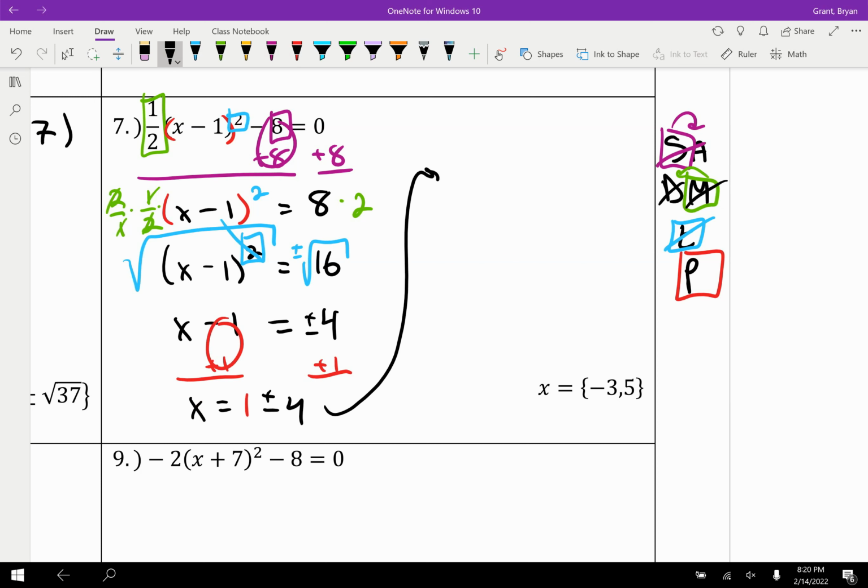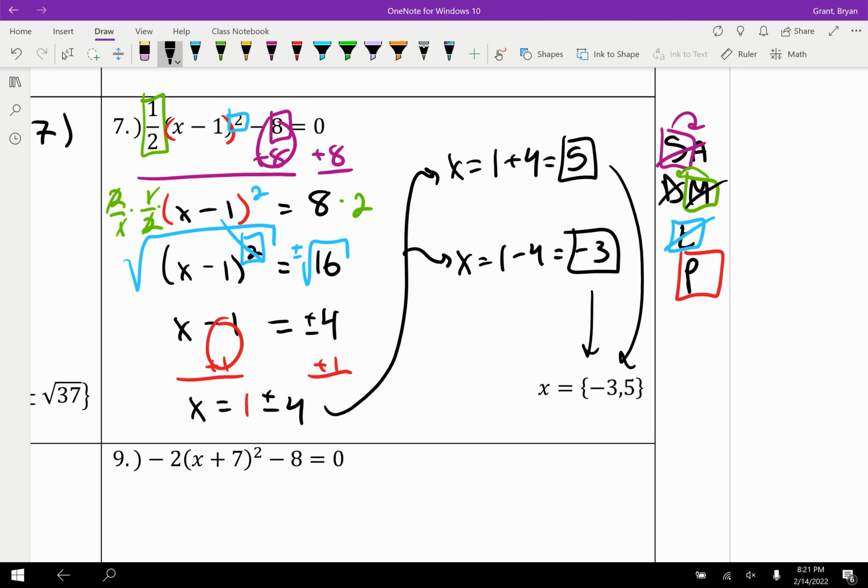To find our final answers, I just like to make 2 lines like this. And we say one of them is 1 plus 4, that's clearly 5. And the other is 1 minus 4, negative 3. You do need to include both answers here to get full points. 2 to go.